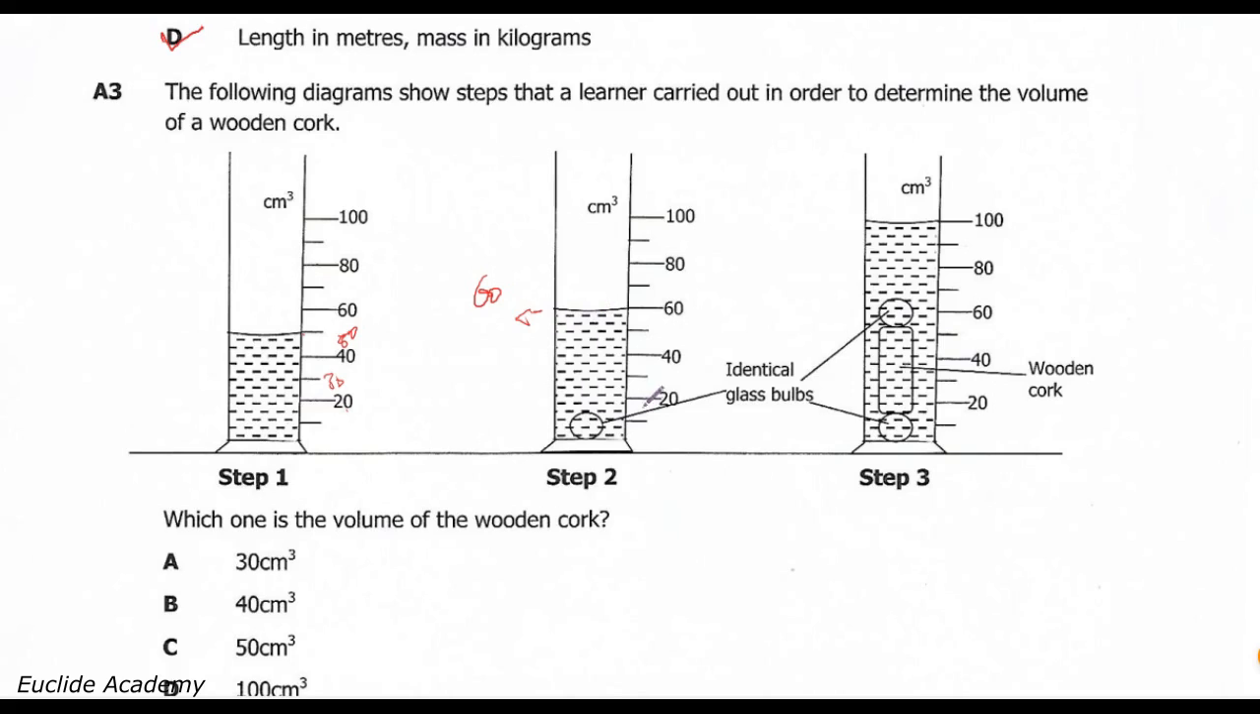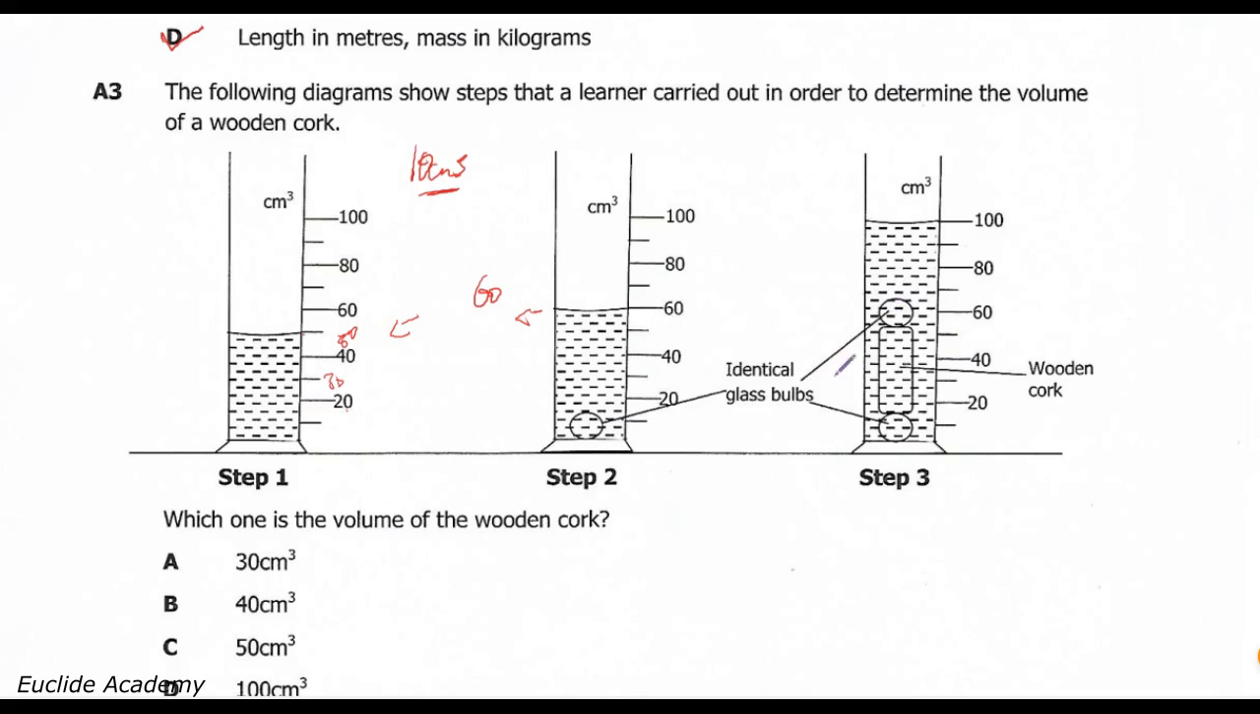So we know that the volume of the glass bulb here is 60 minus this one right here, which was 50. So we'll have 60 minus 50, that will give us 10 mils or 10 cubic centimeters. So this is the volume of the glass bulb. Now it's one glass bulb. Now here we have got two of them.